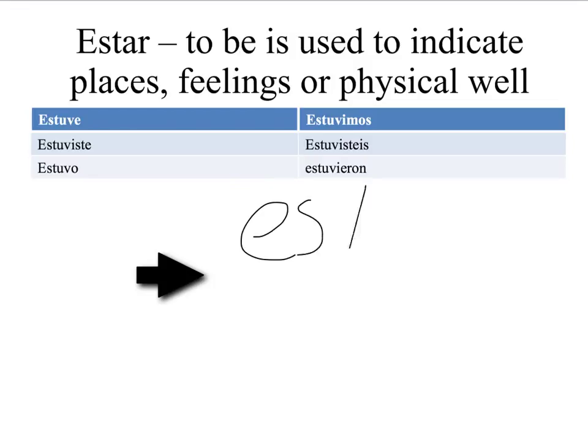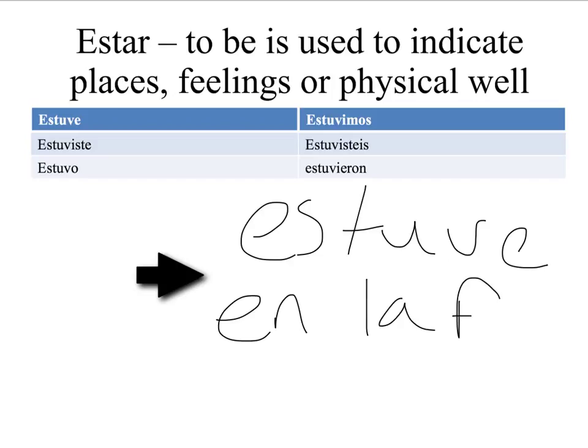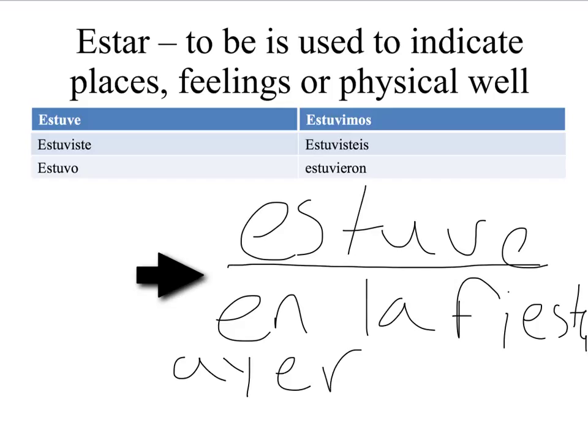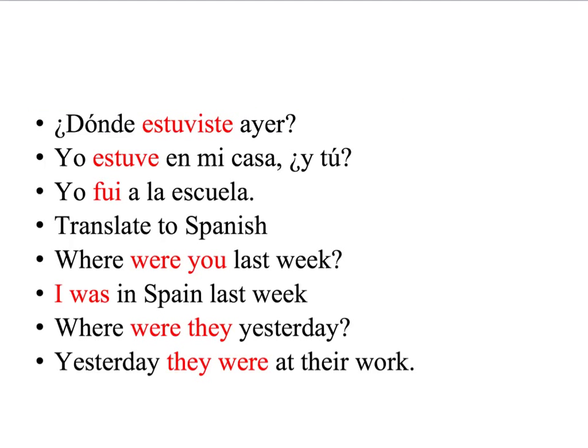estuve en la fiesta ayer. And that means I was at the party yesterday. Let's take a look at more examples with the verb estar in the preterite or in the past tense.